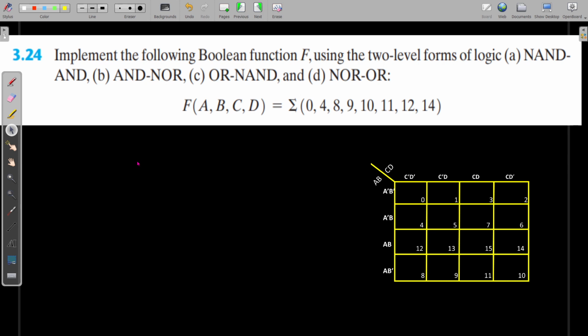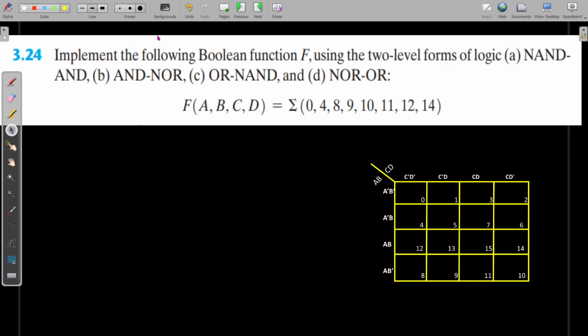Implement the following Boolean function f using the two level forms of logic: A, NAND and AND-NOR; C, OR-NAND and D, NOR-OR. And the function f of a, b, c, d is equal to sigma 0, 4, 8, 9, 10, 11, 12 and 14.